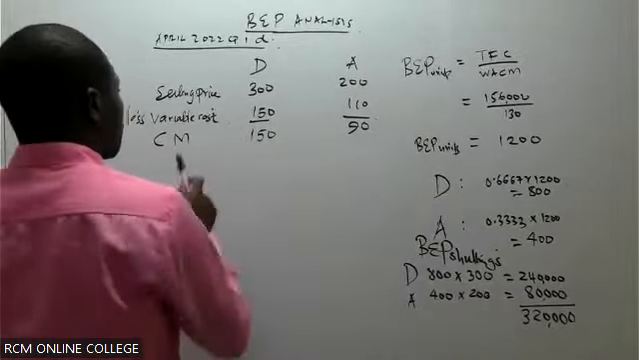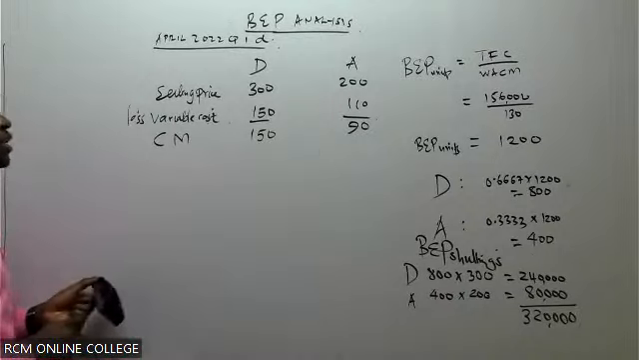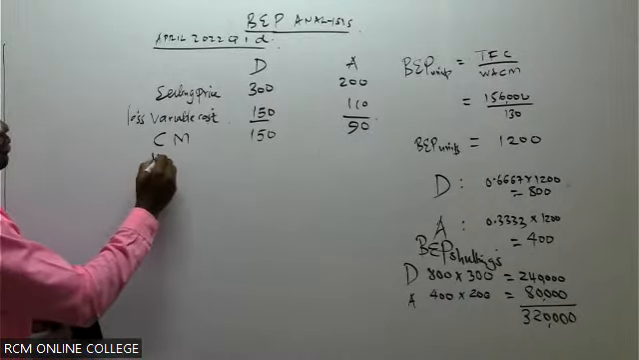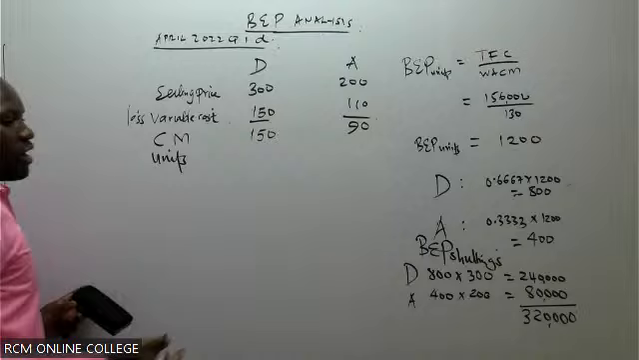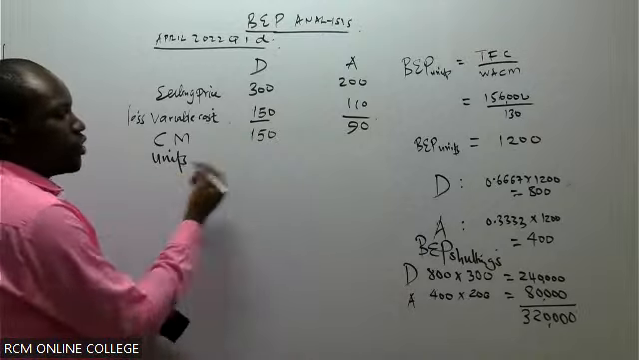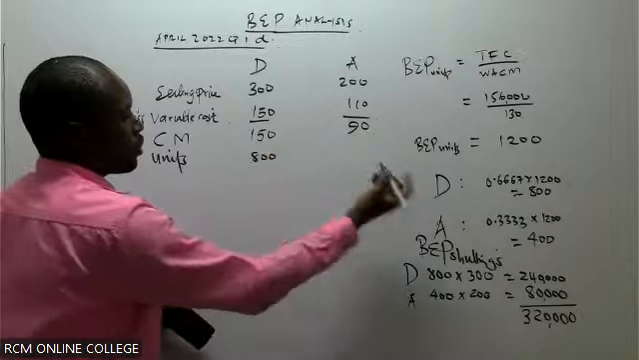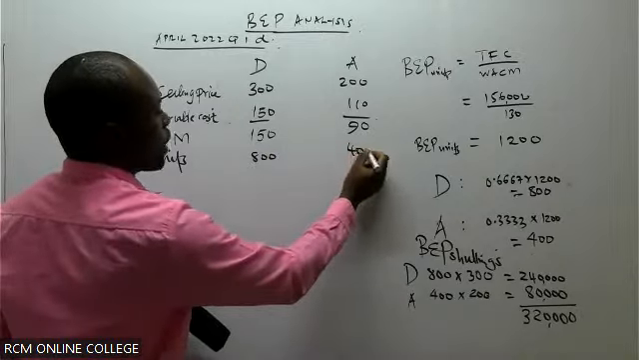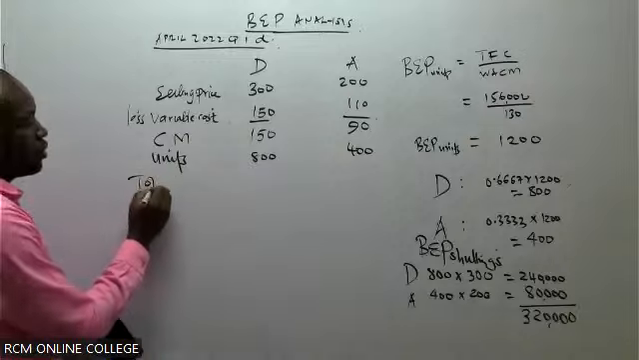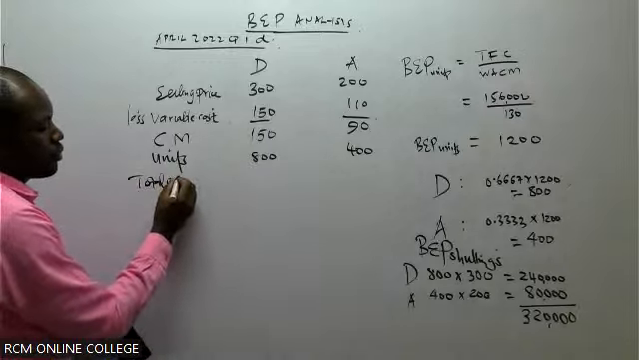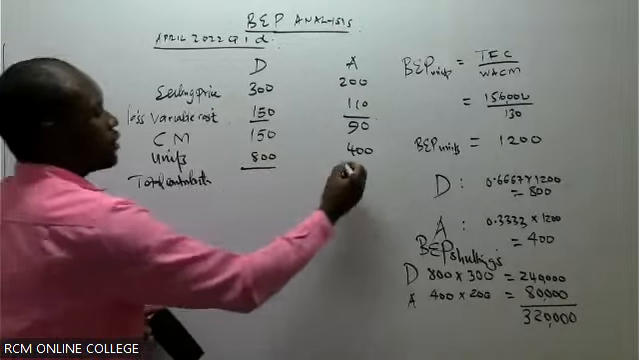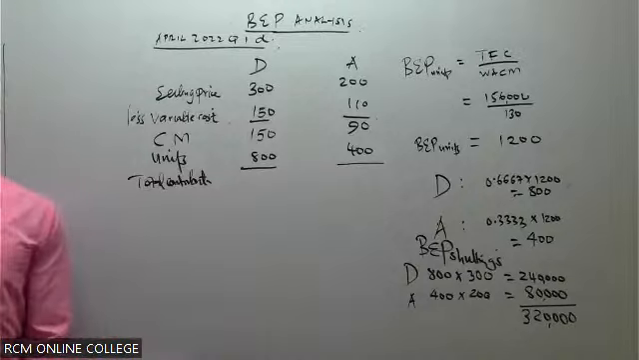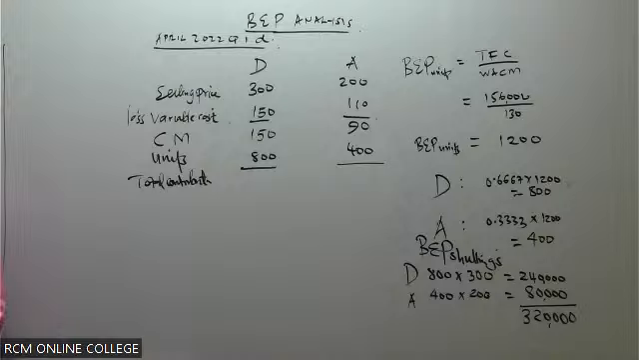So once you have the contribution margin, you can go ahead and give us now the units. So basically, we want to prove whether what you're having here is correct. So the units, the actual units for D will be 800. The actual units for A will be 400. So why can't you go ahead and give me total contribution? So total contribution, we have 150 by 800. What are you getting?